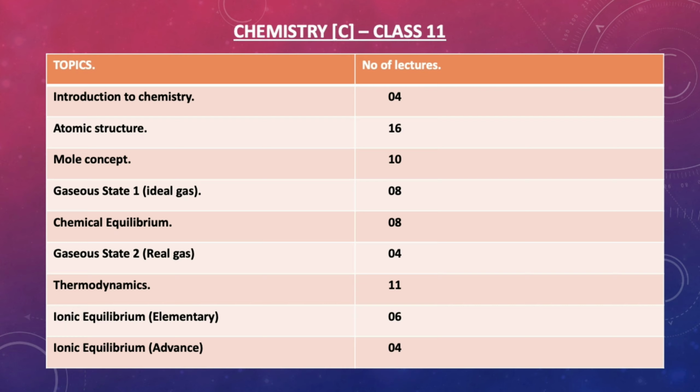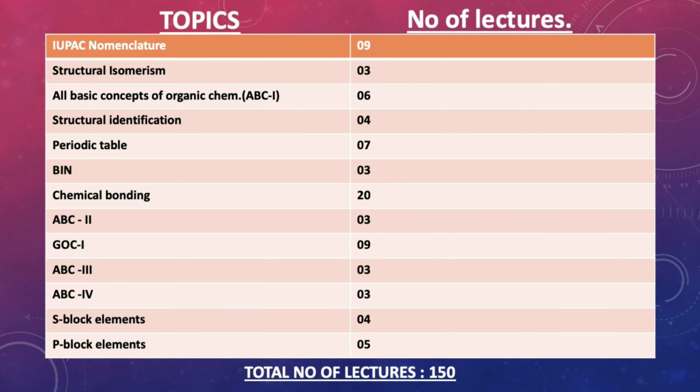Thermodynamics, 11. Ionic equilibrium elementary, 6. Ionic equilibrium advanced, 4. IUPAC nomenclature, 9. Structural isomerism, 3. All basic concepts of organic chemistry ABC 1, 6. Structural identification, 4. Periodic table, 7. BIN, 3.